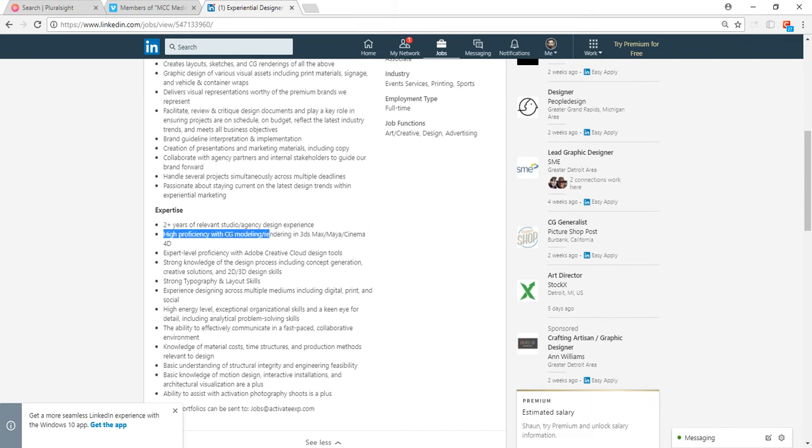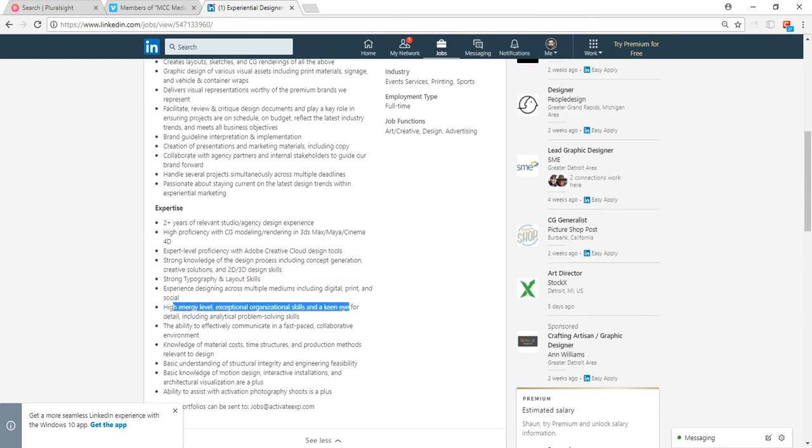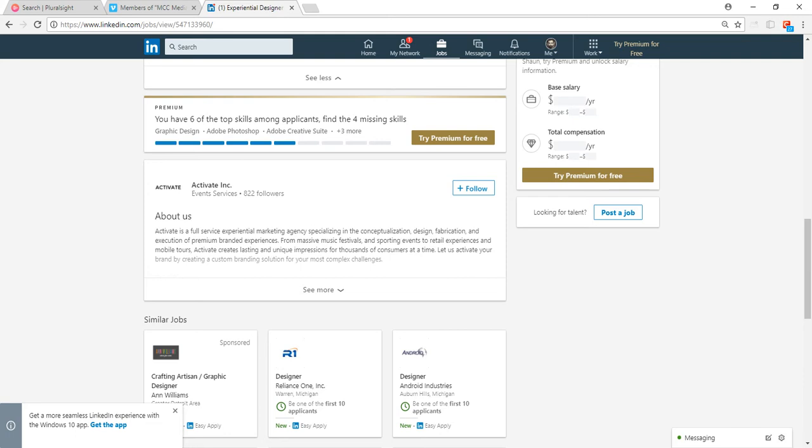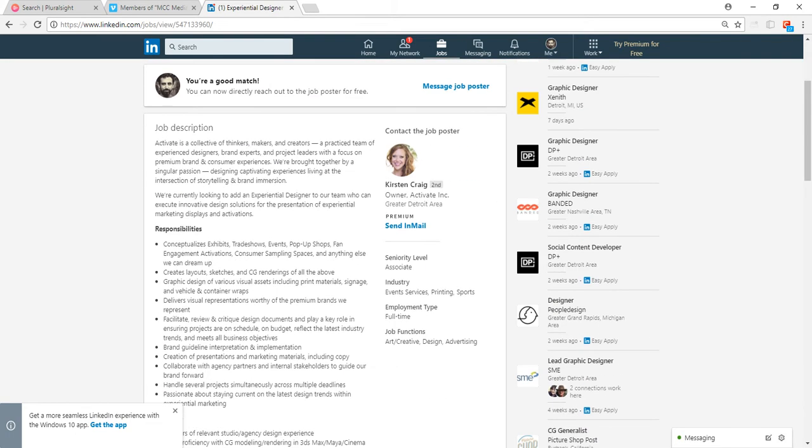High proficiency with modeling in 3ds Max, Maya, Cinema 4D. Like I said, the software is pretty interchangeable. Expert level proficiency with Adobe Creative Suite, strong knowledge, strong typography, experience designing, high energy levels, and so on and so on and so on. So now I can see a job that I can then use my skills for.